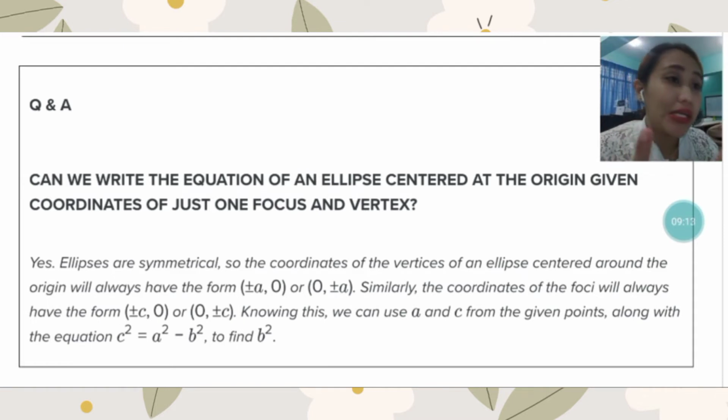So the whole idea is, if you are given only half of the ellipse, will you be able to determine the other half? Of course, since again ellipses are symmetrical in nature.